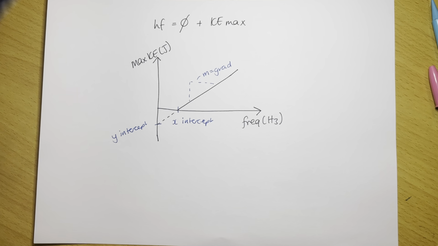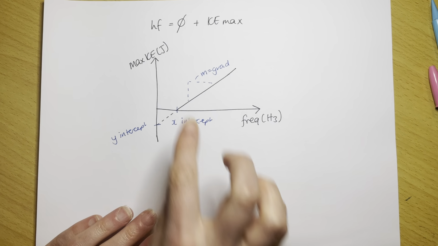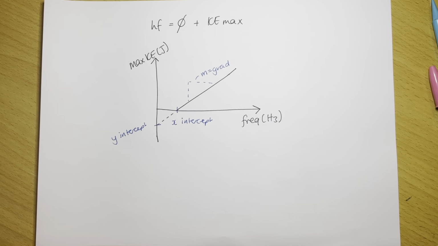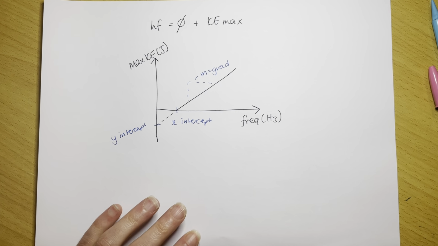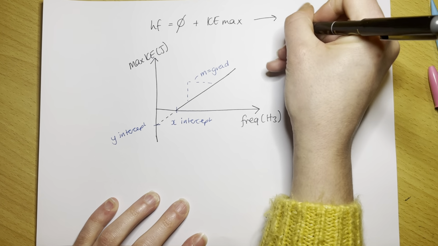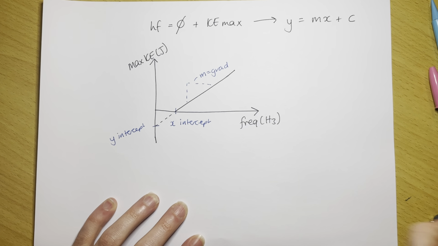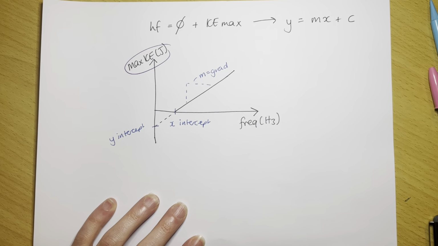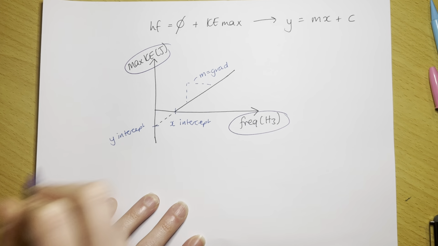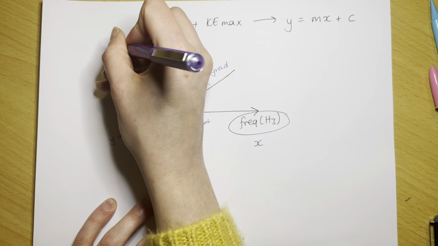And what we need to do is be able to work out what those things actually mean. And we're going to use this equation to help us. Okay. Now I'm going to try and get the equation hf equals phi plus KE max into the format y equals mx plus c. Now y here is KE max and x here is frequency.